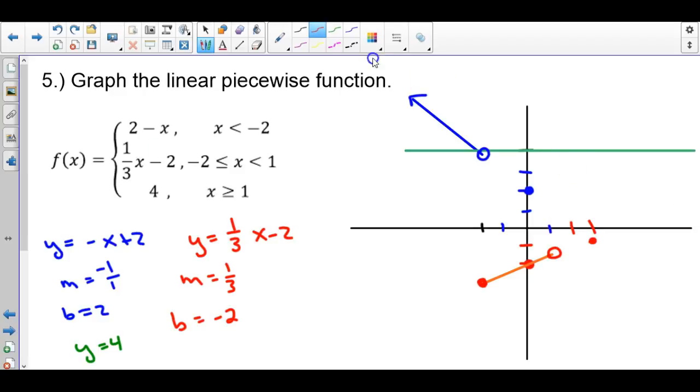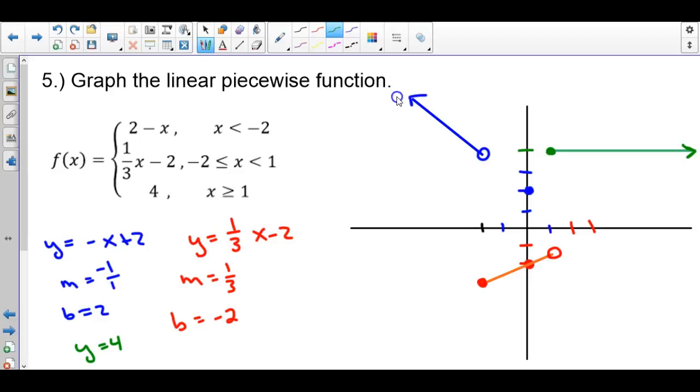The third piece is referring to that horizontal line that I have, and that is every x value starting with positive 1 and going all the way to the right. So basically all of your x values going to positive infinity. Those are going to get that green function, which basically just says, hey, your y value is going to be positive 4. So notice that my domain is technically all real numbers.